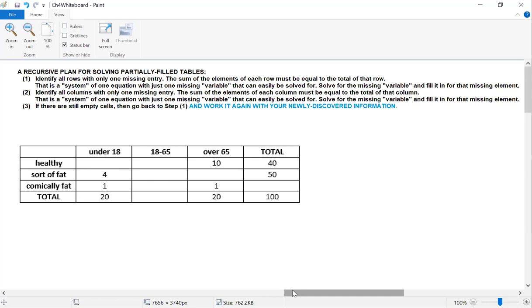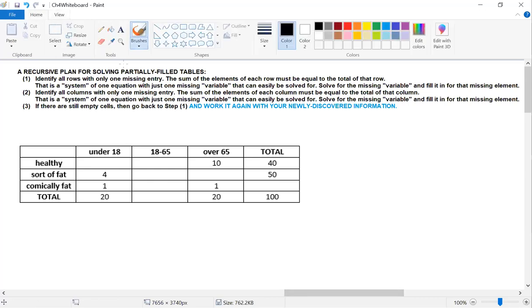If any of them are missing only one entry, you can get that entry. So as an extraordinarily simplified example, let's start with this. Actually, it could be simpler. We look here. We have one row, our bottom row, that's only missing one entry. It's just missing one. We have the 20, empty, 20, and 100.